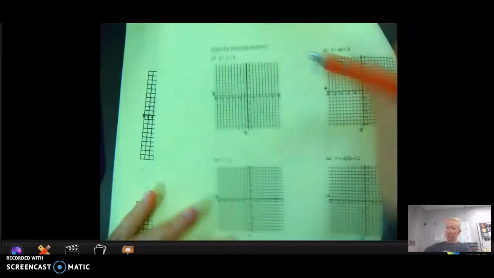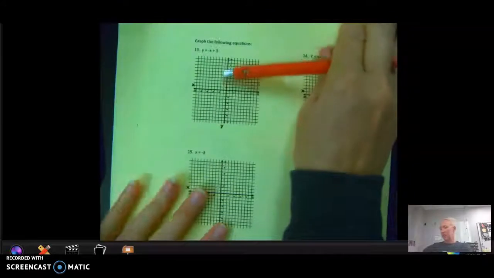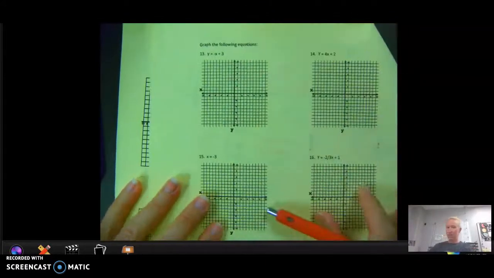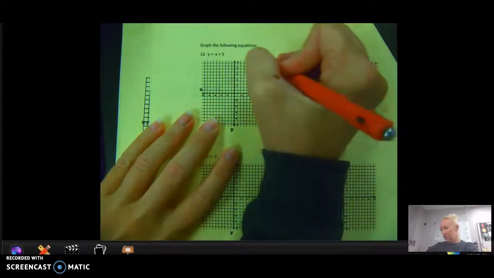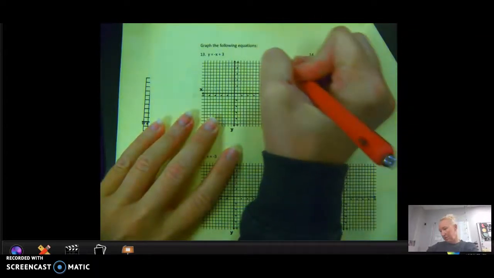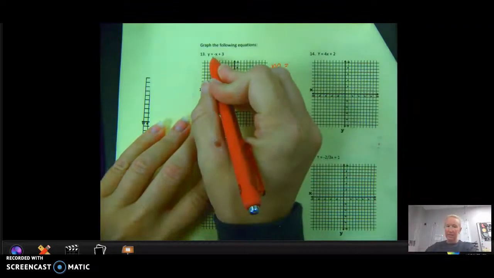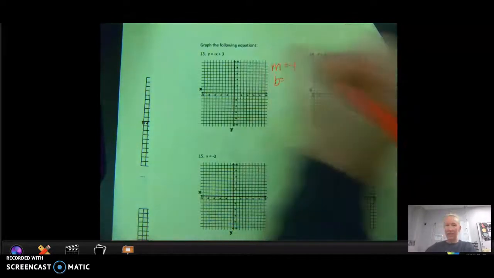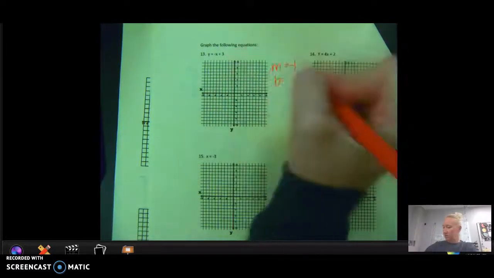Okay, so now we're going backwards. They're giving us the equation, and we actually have to graph these guys. Okay? So, you're going to list out your slope and your y-intercept. This first one, my slope is negative, and there's no number there. So we said that earlier, if there's no number there, that means an invisible 1, because there's an x. And my y-intercept is at 3, so it's a positive 3.